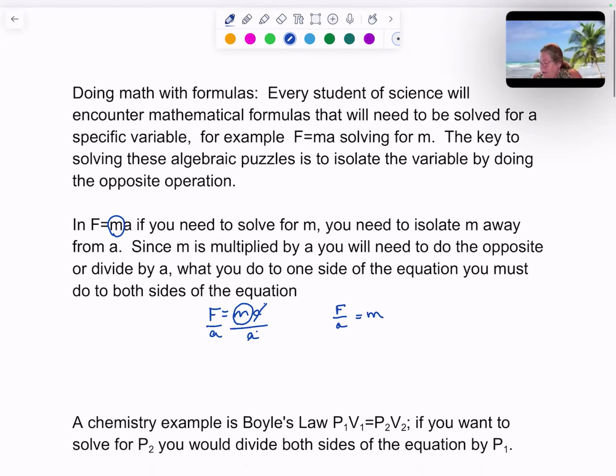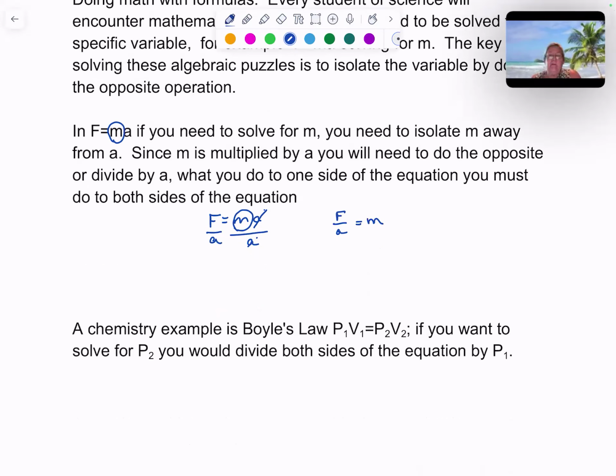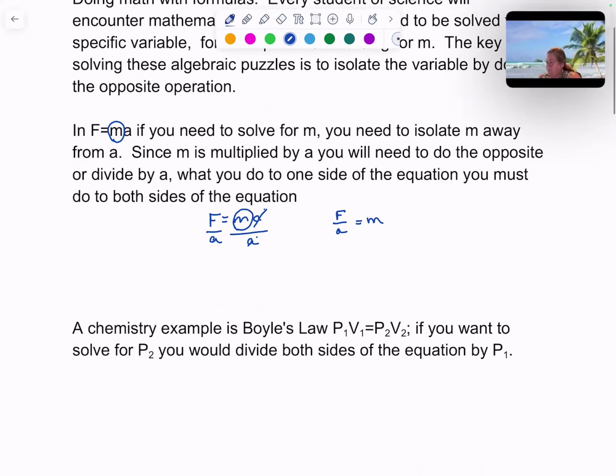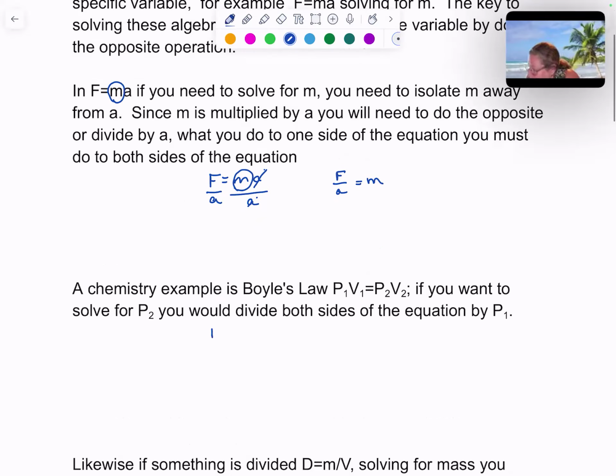In chemistry, quite often, you're going to have to solve something like a Boyle's law problem. P1 V1 equals P2 V2. This means that the first pressure and the first volume is going to equal the second pressure and volume measurements. If we wanted to isolate this for P2, let's go ahead and try this one. We're going to go P1 V1 equals P2 V2.